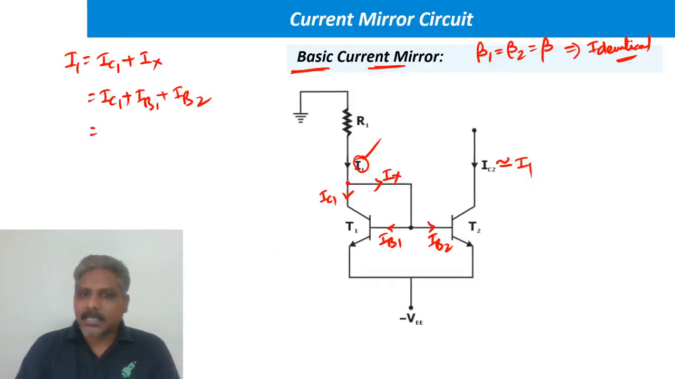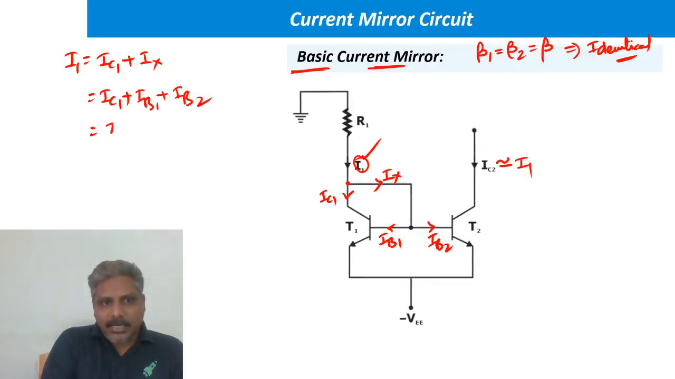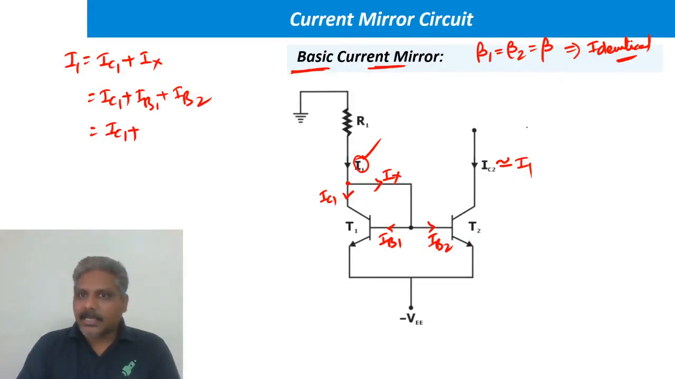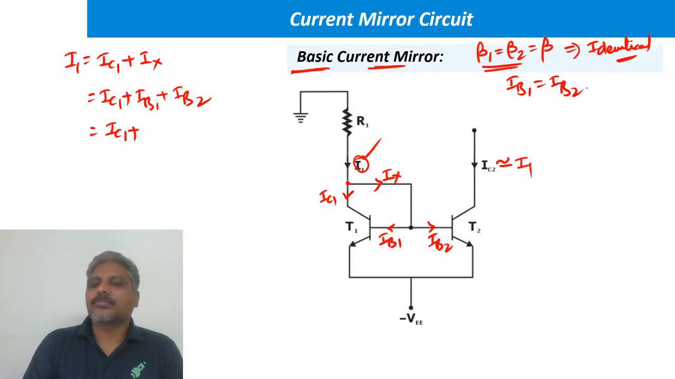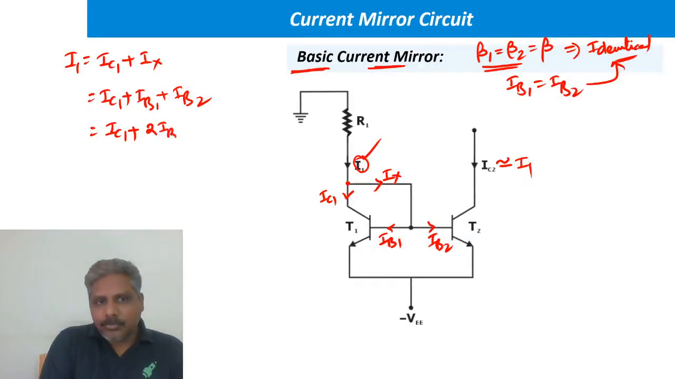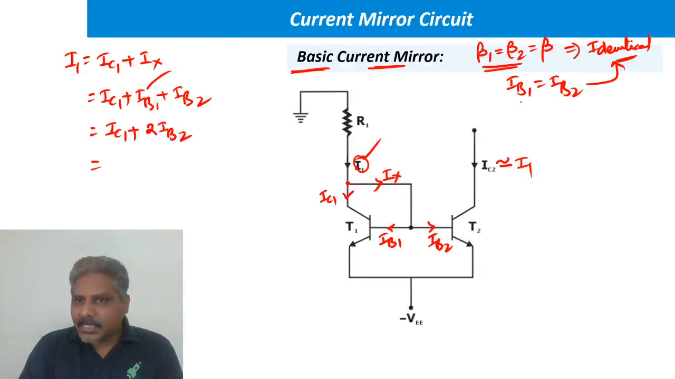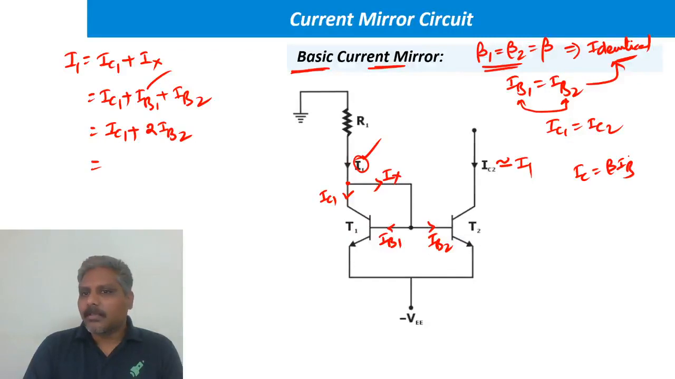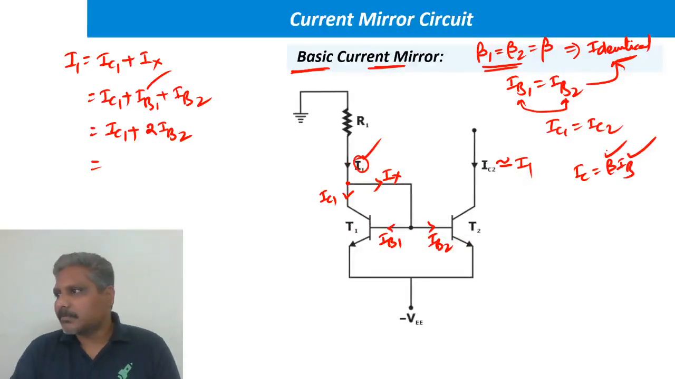Now I am calling these transistors identical transistors. Identical means betas are same, and if betas are same, IBs are same. IB1 equal to IB2. When betas are same, base currents will be same. So if IB1 is equal to IB2, can I write it as 2IB2? When base currents are same, obviously collector currents also will be same, because IC is after all beta times IB.